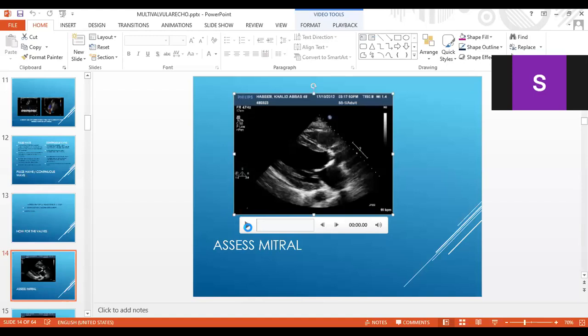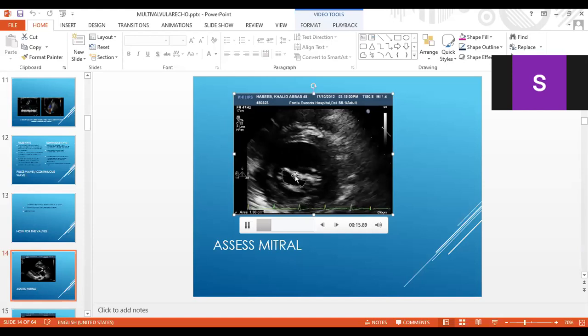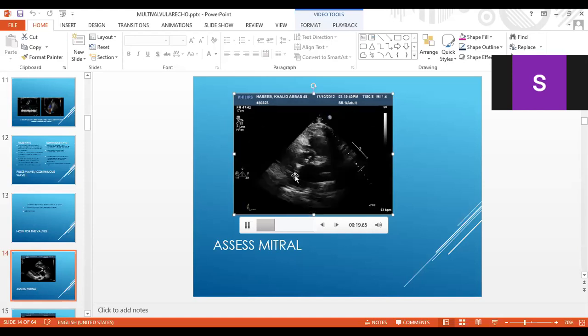And if you look at this, there is a diastolic doming, the PML is fixed, and there is an aortic regurgitation. Now, aortic regurgitation, whether with or without LV dysfunction, what it does is that it increases the left ventricular end diastolic pressure suddenly.